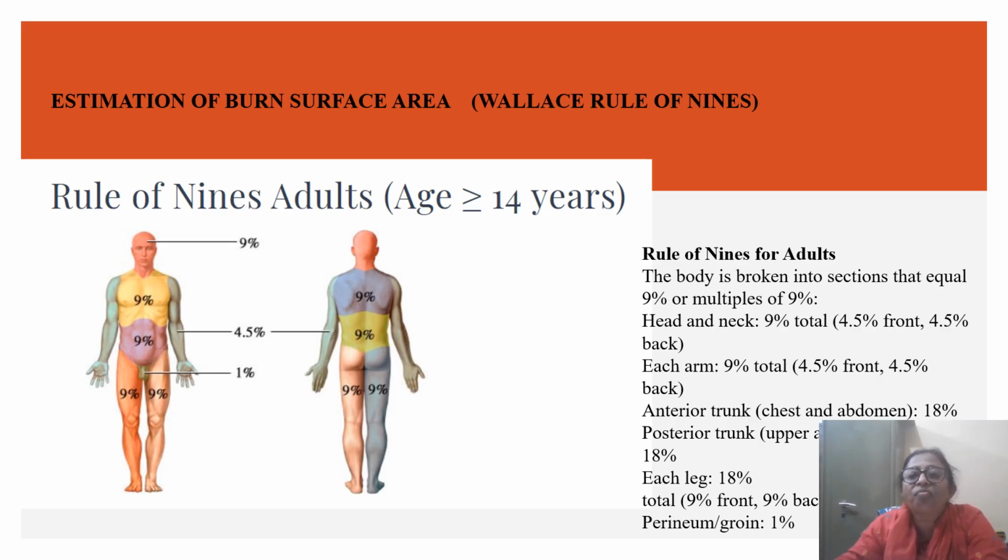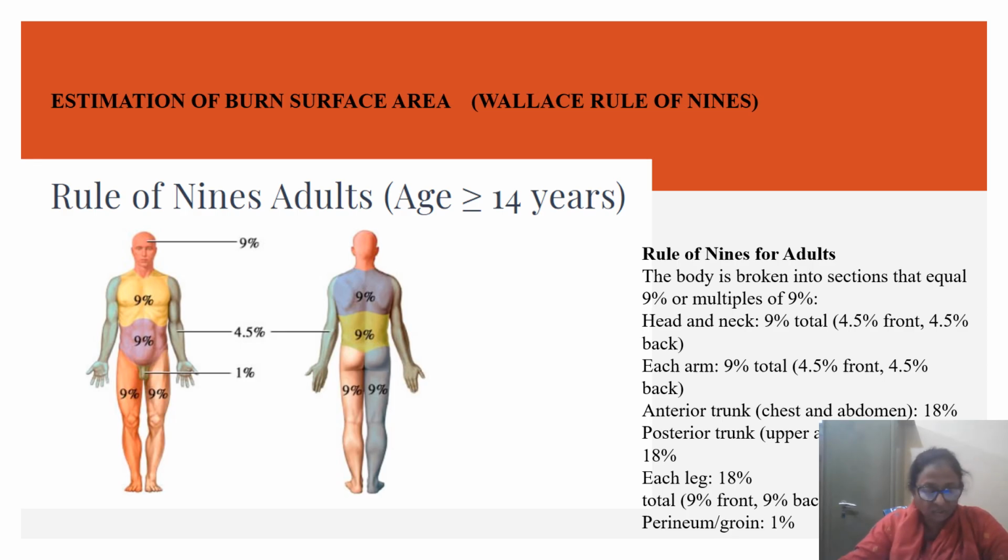You can see the rule of nines, paradigms. The body is broken into sections that equal 9% or multiples of 9%. That is the rule of 9. That is the Wallace rule of nines. It's a standardized method used to calculate the total body surface area that has been injured. This rule is applicable for partial thickness or second degree burns and full thickness third degree burns.